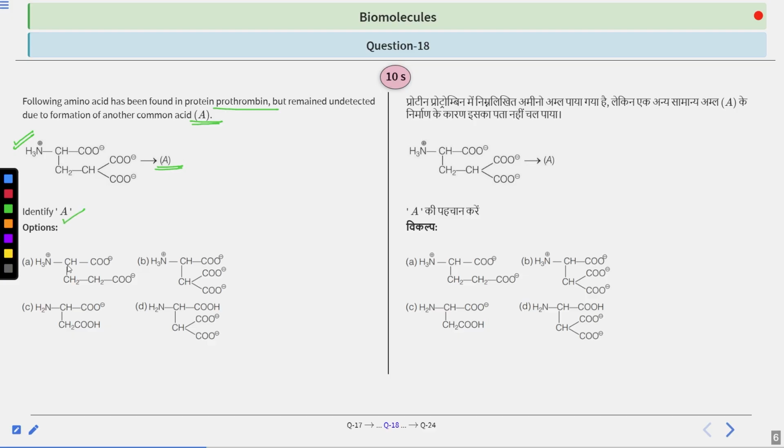Options are: NH3 positive, CH, COO negative, and on the CH we have CH2, CH2, COO negative. NH3 positive, CH, COO negative, and on the CH we have CH, COO negative whole twice. NH2, CH, COO negative, and on the CH we have CH2COOH. Or NH2CHCOOH, and on the CH we have COO negative whole twice. You have 10 seconds to think about this question. After that, we will see the correct answer.